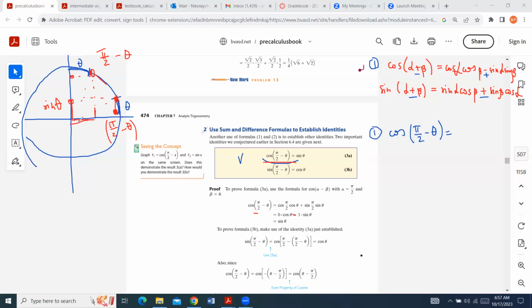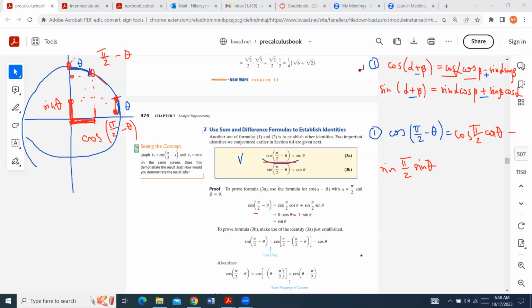So it's a sign of this. Looks like the point of this story is that this little side is the same as that little side. But they could check it the formula way. So what they do is they say, okay, cosine, cosine. So I need to put cosine pi over 2 times cosine of theta, minus sine pi over 2 times sine theta. So it's just straightforward plugging in the formula.